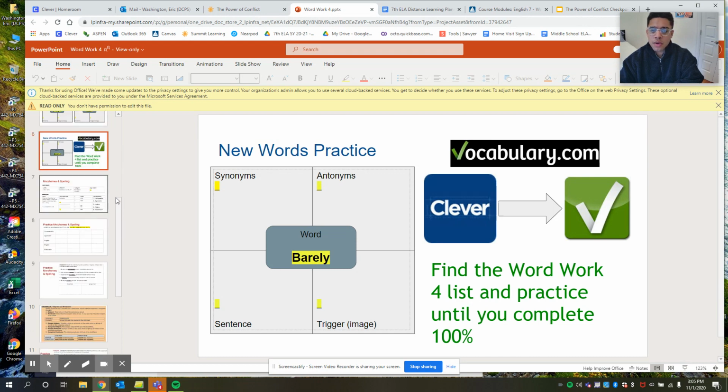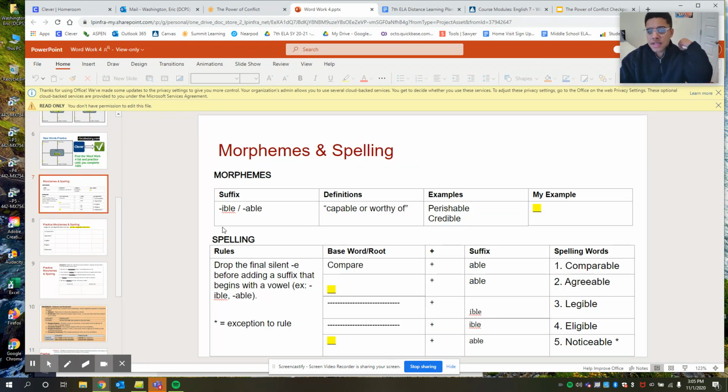Moving on, you have more morphemes and spelling. So this time our suffix is able. The definition of that suffix is capable or worthy of. Examples: perishable, credible. So your job right here, you look at the spelling word. You know the spelling rule: drop the final silent E before adding a suffix that begins with a vowel. So if you have compare, right? If the base word is compare, the spelling word's comparable.